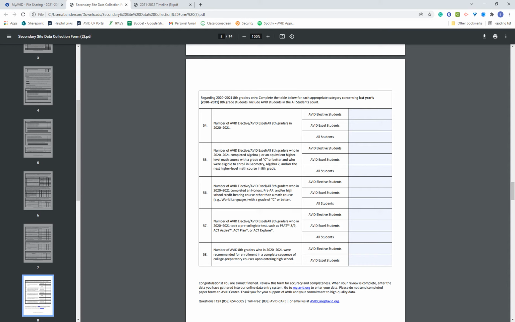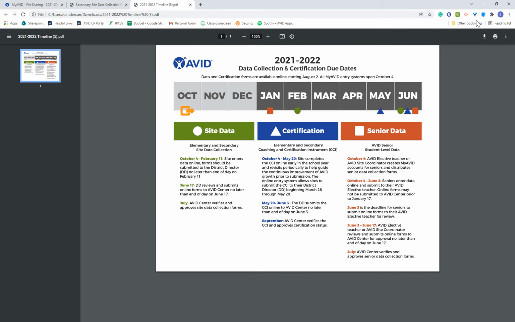We want you to complete the things that are appropriate, but this is sort of a general data collection form. Speaking of data collection, the data window opened in October, and we have until about February to get that information submitted to our district director, February 11th, unless your district director has given you a different timeline for that. And they will submit it and send it to AVID Center.